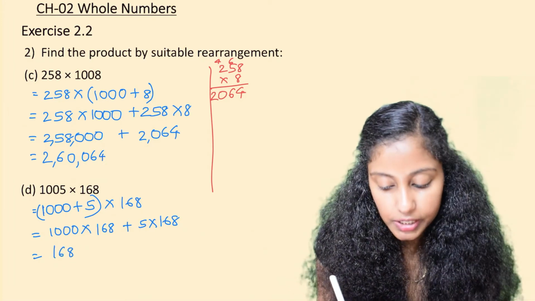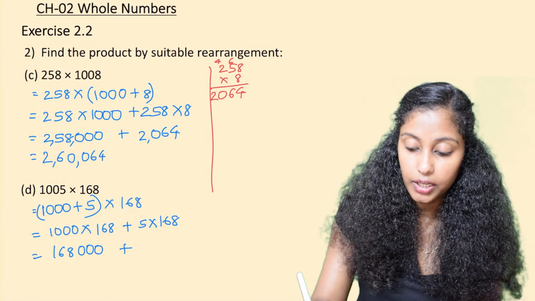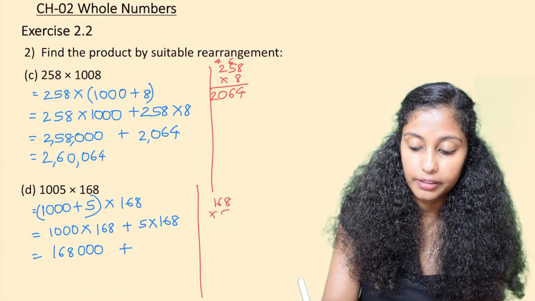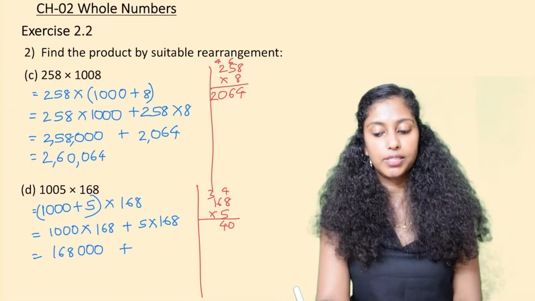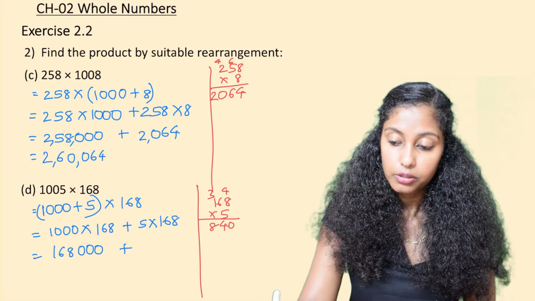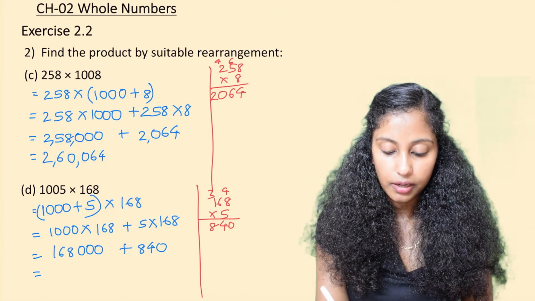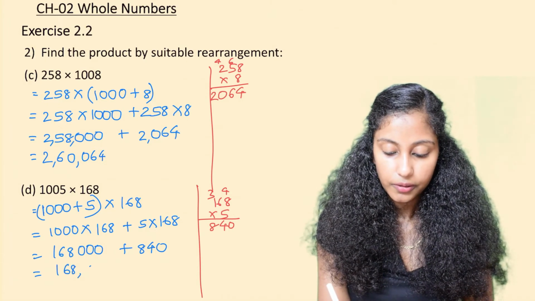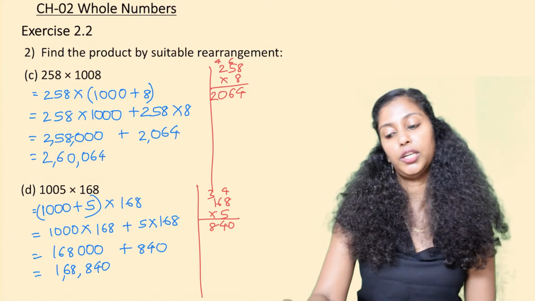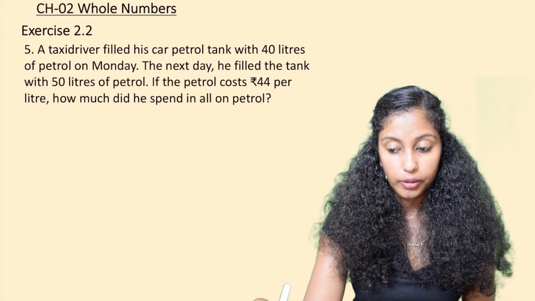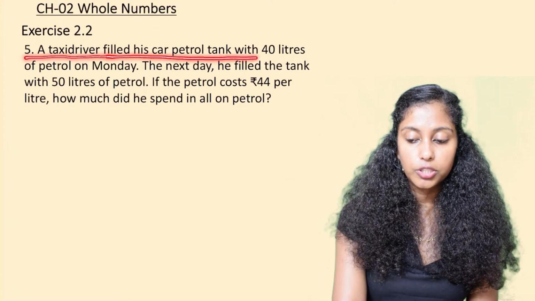So 168 ones is 168 and we write 3 zeros. 168 into 5 we can quickly multiply in the rough column and get the answer. 5 8s are 40, 5 6s are 30 plus 4 is 34, 5 1s are 5 plus 3 is 8. So it is 840. So 1,68,000 plus 840 will give us 1,68,840.